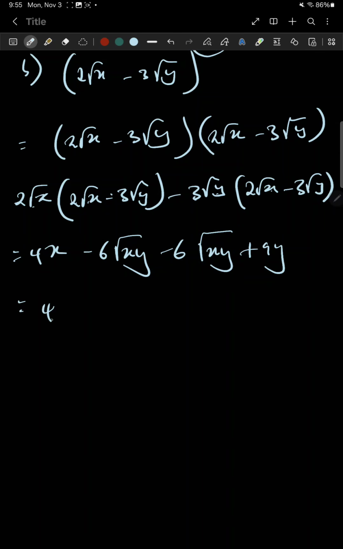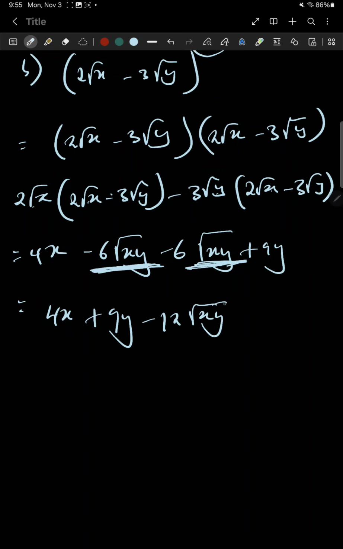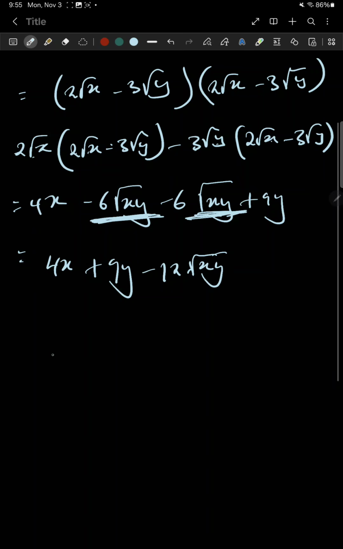Then this will be 4x plus 9y. Now notice guys, these two are the same. So since these two are the same, it's like we're having negative 6 of this minus 6 of that is negative 12 of them. What I mean is the same as you're having negative 6x minus 6x. What is negative 6x minus 6x?